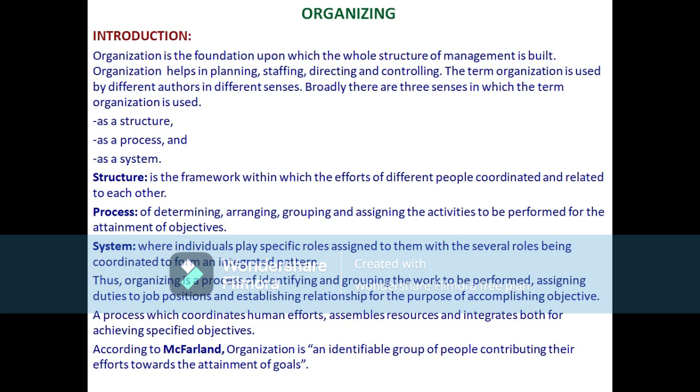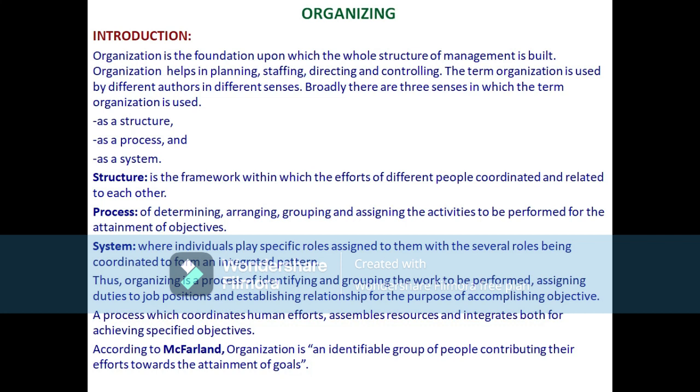Organizing helps in planning, staffing, directing, and controlling. We all know that these are the functions of management. So organizing is a part of all these functions. That means organizing can be seen in planning, staffing, directing, and controlling. For example, in planning, the planning team members have to be organized according to their qualifications, skills, and abilities. In each and everything, the organizing concept will be there.